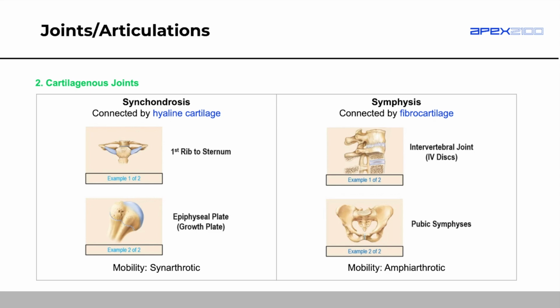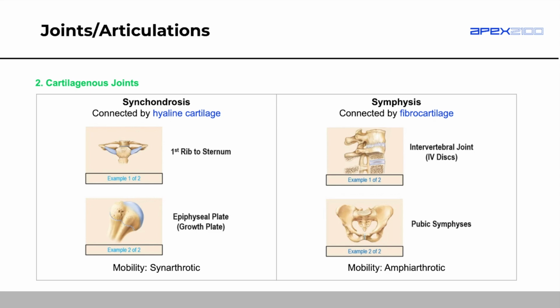The other type of cartilaginous joint is a symphysis joint, and these are 2 bones joined together by fibrocartilage. So this is at the intervertebral discs. Remember, fibrocartilage is in between our vertebrae, and it creates what we call the intervertebral joint, where the intervertebral discs lie. And the second example of this is at the pubic symphysis. Remember, that's another area where we get fibrocartilage in between those 2 coxal bones at the front. The mobility of these joints is amphiarthrotic, so there's a little bit of give.